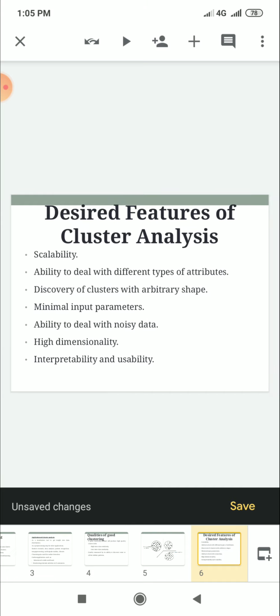Desired features of cluster analysis: scalability, ability to deal with different types of attributes, discovery of clusters with arbitrary shape, minimal input parameters, ability to deal with noisy data, high dimensionality, interpretability, and usability.